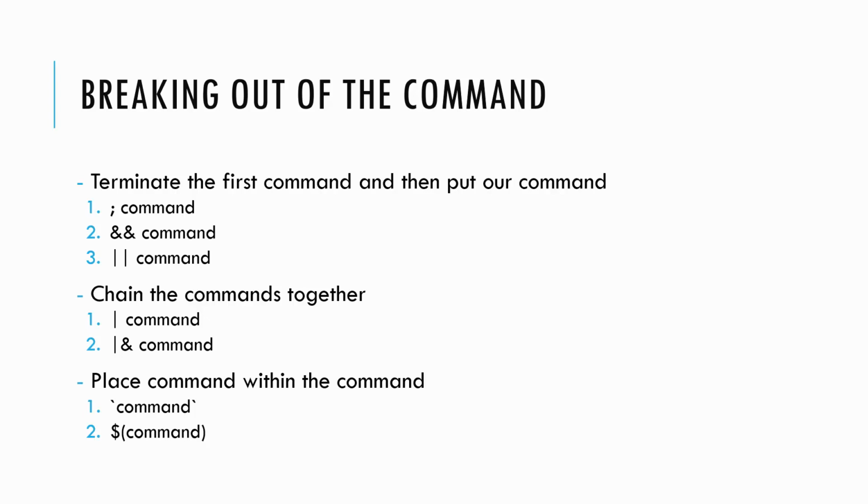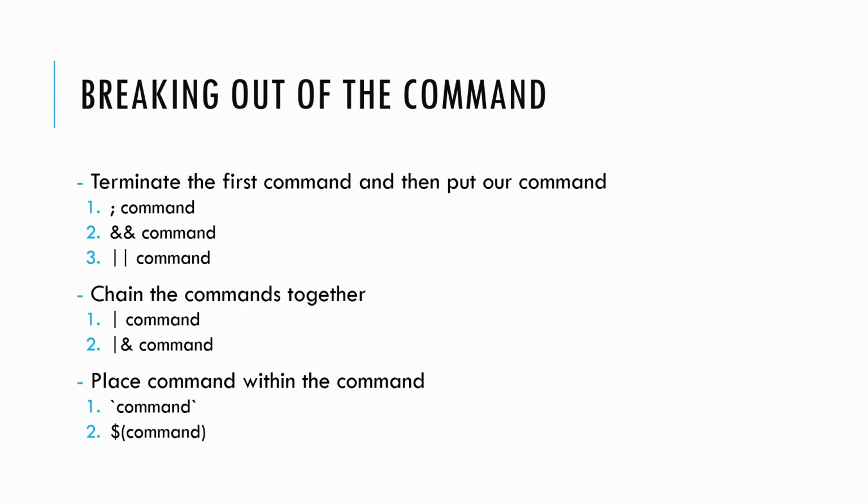The other option we have is to chain the commands together, which we can do using the pipe or the pipe and ampersand. What the pipe does is pipe the stdout, or the standard output, of the first command to the standard input of the second command. What the pipe ampersand does is output the stderr, or the standard error, of the first command to the input of the second command.